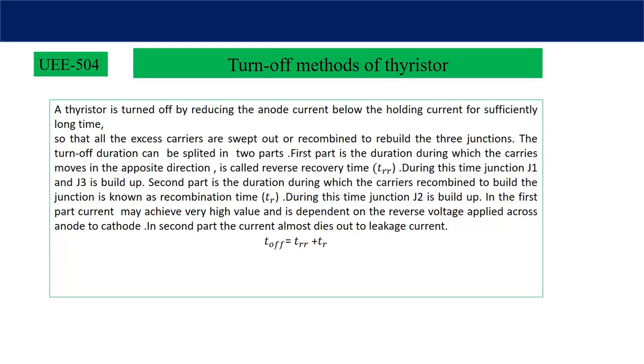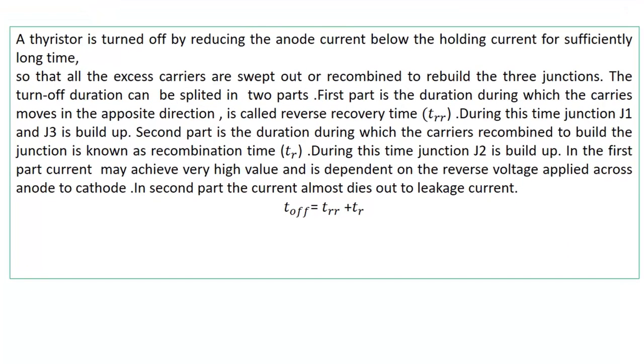Now this process can also be divided into two parts. The first part is when all the conducting carriers are swept out or recombined to rebuild the three junctions. The turn off duration can be split in two parts. The first part is the duration during which the carriers move in the opposite direction, and this duration is known as reverse recovery time. During this time, junctions J1 and J3 are built up.